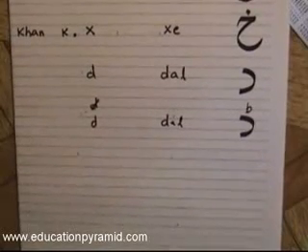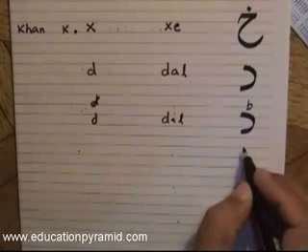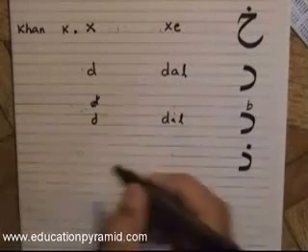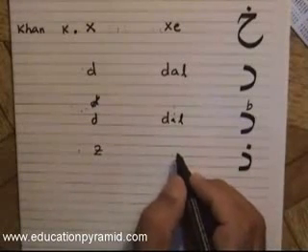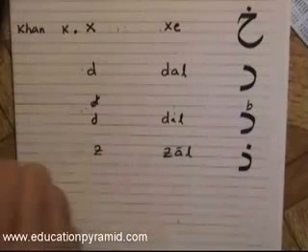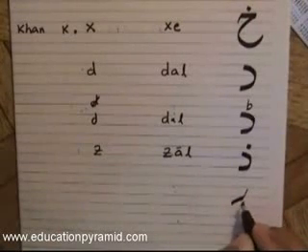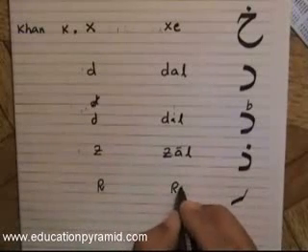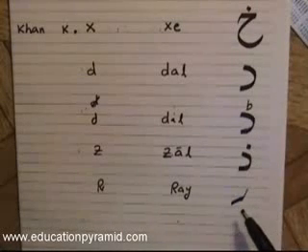Then after Dal we have a letter Zal. It is Zal, from Z sound. Zal, Z-A-L. Then we have Re sound, like R. So dal, dal, zal, re.